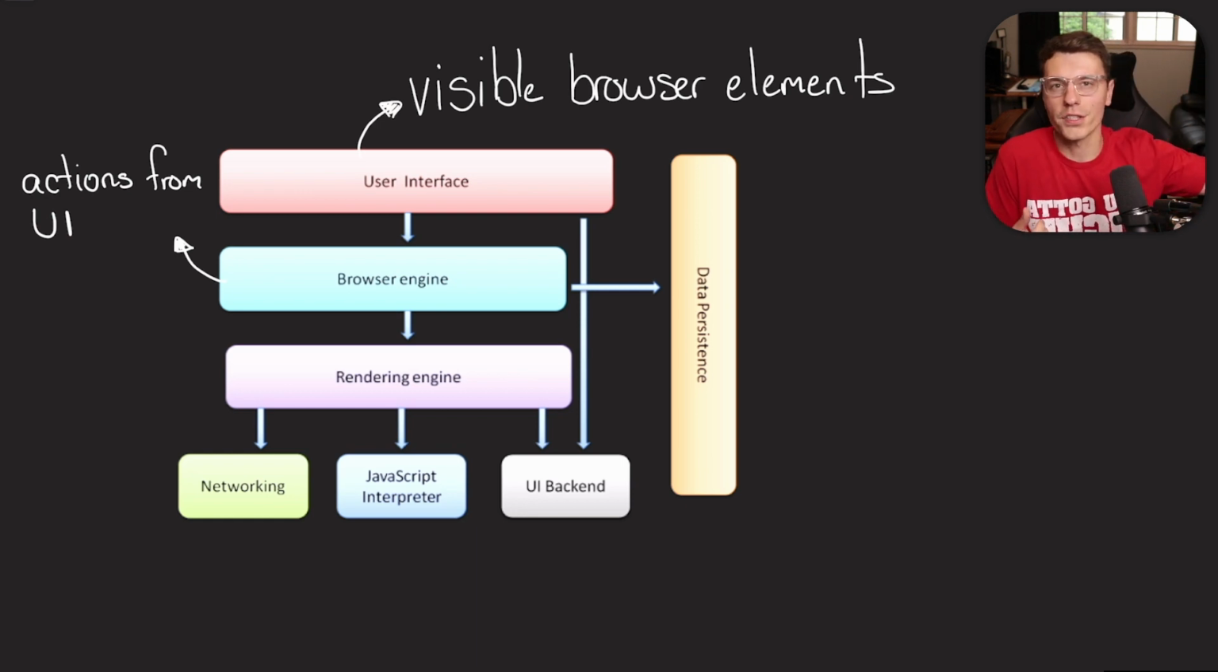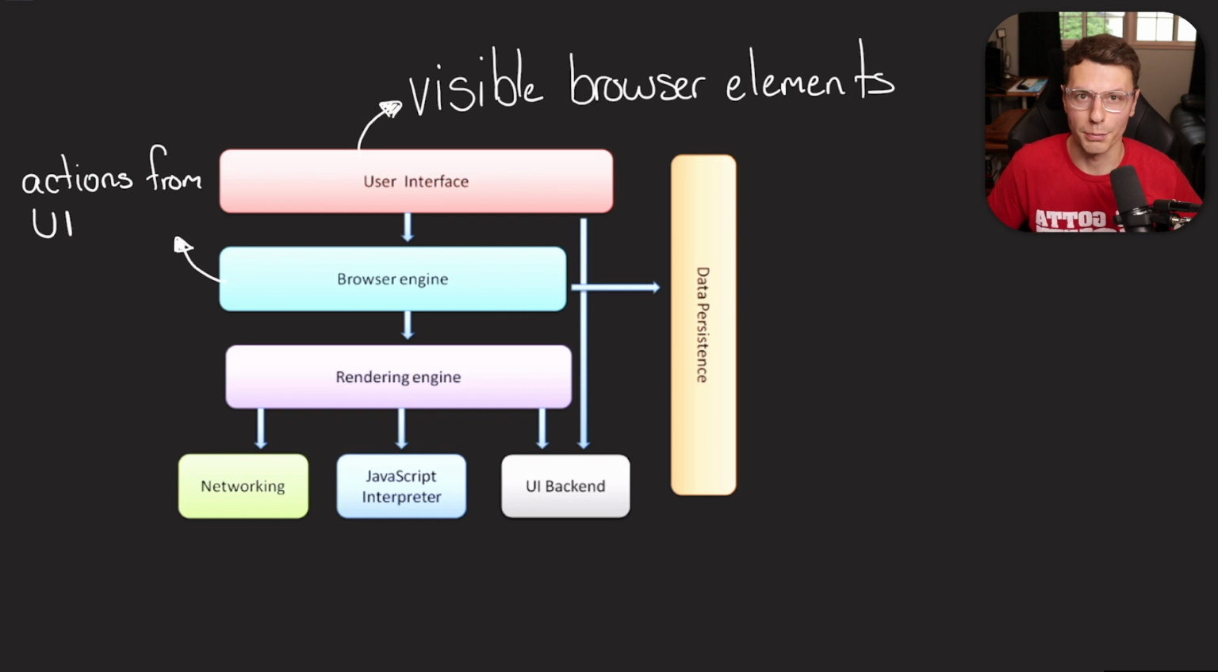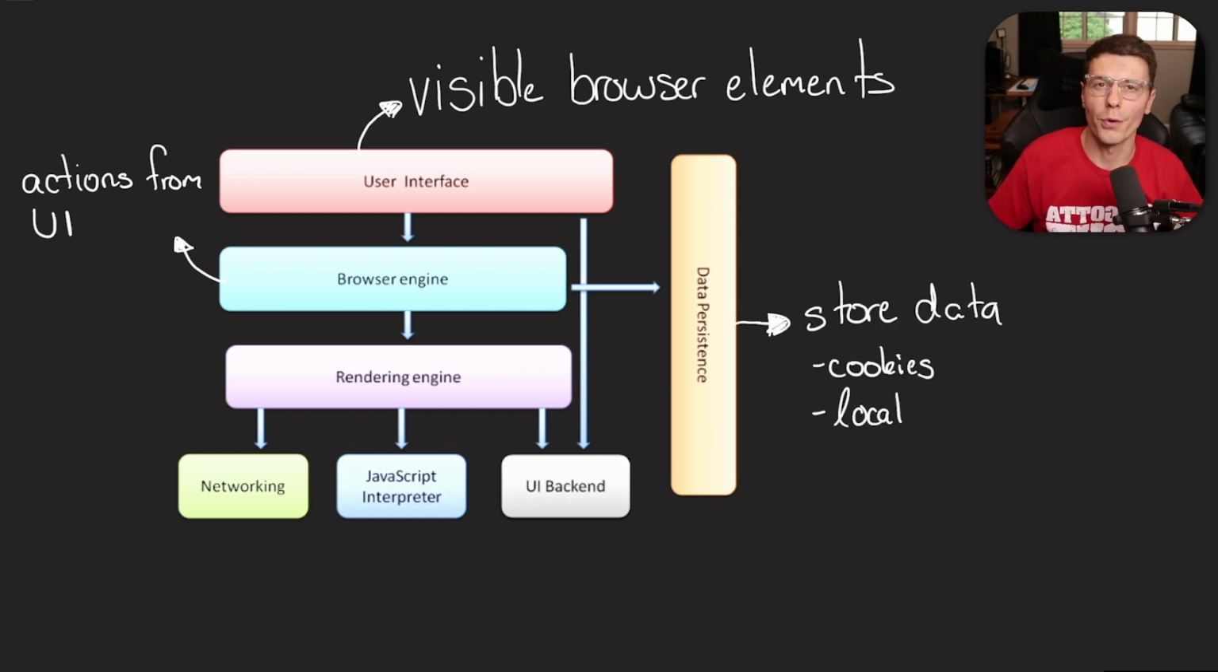So when you click refresh or back button or something like that within the actual browser UI, the browser engine is the one that actually executes those commands and has those functions to do the actual things you need to be doing. The data persistence is pretty straightforward. It's the part that actually stores the data. So stuff like your cookies, any local storage, and a couple other things as well.